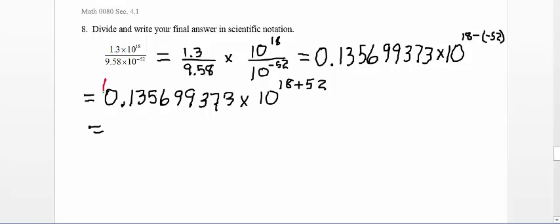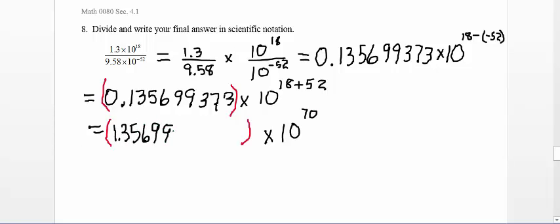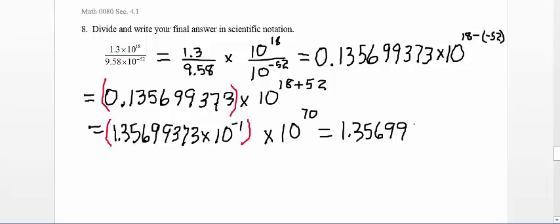All right, now notice my 0.135699373 is not a number between 1 and 10. So I need to move the decimal. I'm going to go ahead and simplify 10 to the 18 plus 52 to 10 to the 70th. And then I'm going to write this number in the red parenthesis in standard form. It's for my scientific notation form. So I move the decimal one place to the right. I make up for that by putting a power of -1 on 10.